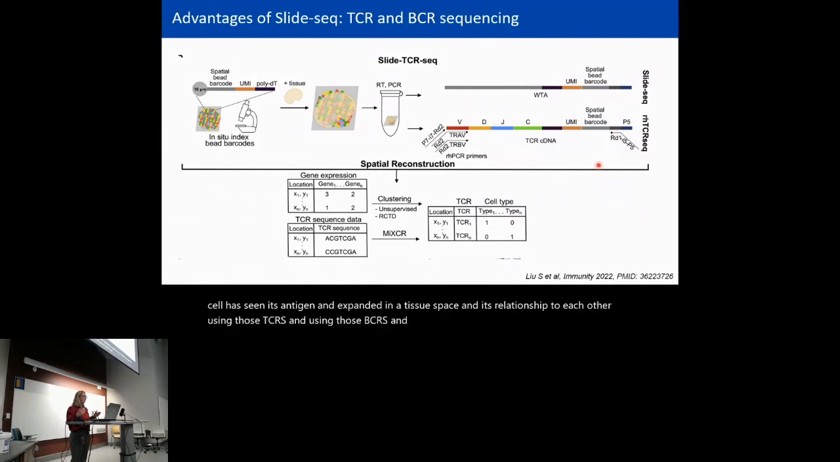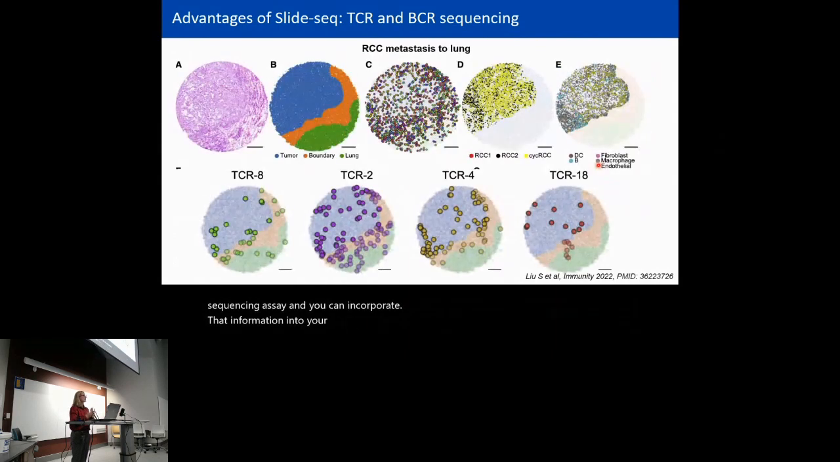And so a group at the Broad Institute basically introduced a version of Slide-seq where you can do a separate sequencing run by taking your cDNA library and then designing probes to the TCRs and BCRs. Again, this would be species specific. And now you can actually do a separate run where you're doing a TCR sequencing assay, and you can incorporate that information into your spatial data. And so that's shown here from this paper that was published in Immunity a couple of years ago.